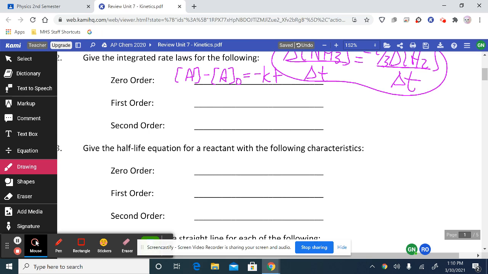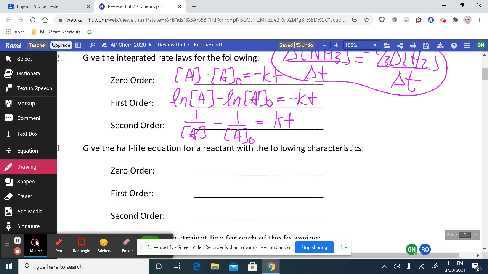Okay, for our first order reaction, we have the natural log of the concentration of A minus the natural log of the initial concentration of A equaling negative K times T. And then for our second order reactions, we have 1 over the concentration of A minus 1 over the initial concentration of A. And that one, remember, is just equal to KT, not negative KT. Okay, remember we use our integrated rate law when we have elapsed time given to us in our problems. That's when we need those integrated rate laws to solve for those problems.